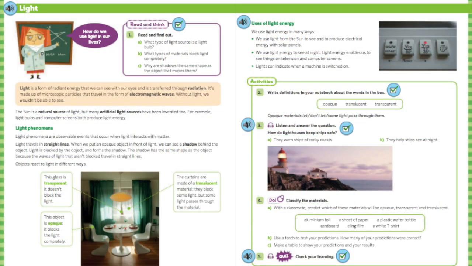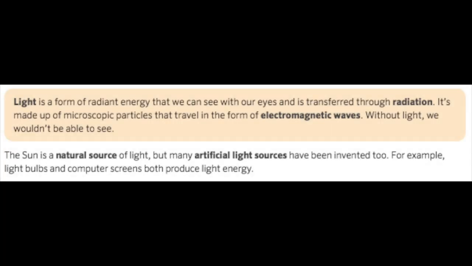Let's move on and talk about light. Remember when we talked about radiation and the sun? Well, light is a form of radiant energy that we can see with our eyes and is transferred through radiation. It's made up of microscopic particles that travel in the form of electromagnetic waves. Those are the kinds of waves we talked about with the microwave.